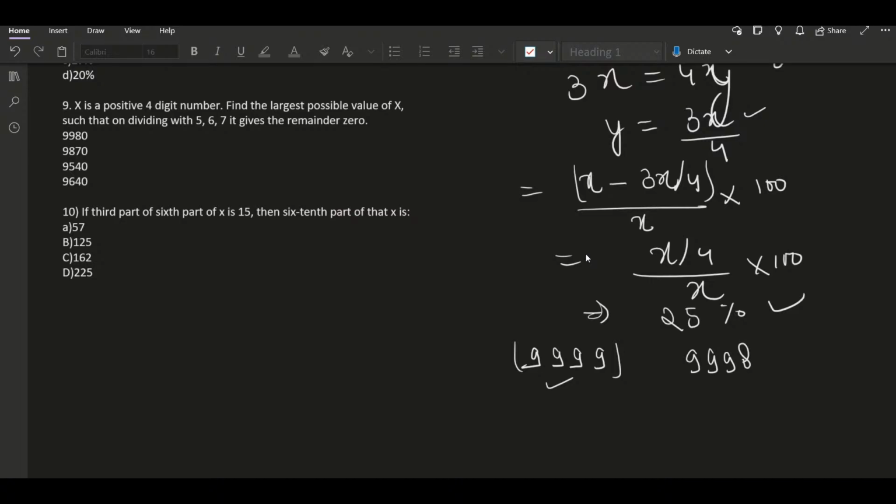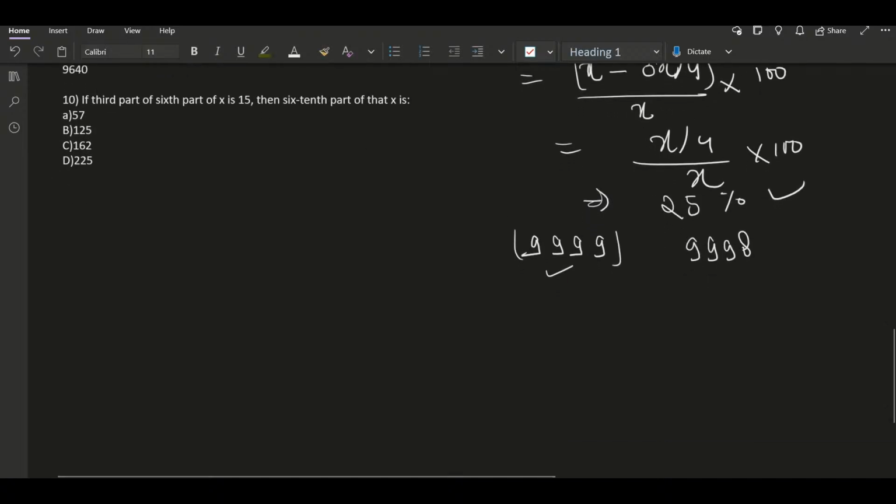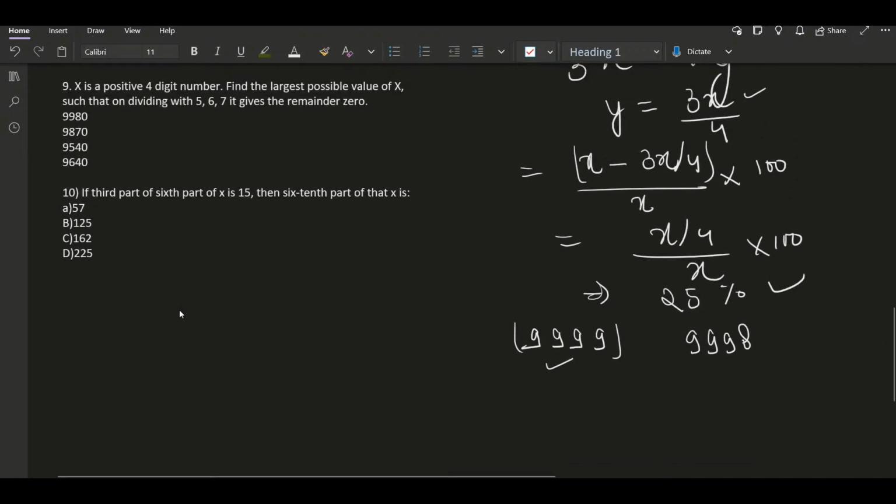And if you consider this particular question, you can also have a hit and trial on the options as well. We are given the options, so let me take 9870. If we divide it by 5, we can clearly see that at the last we have 0, so it is clearly divisible by the value 5. So for checking 5, it is not required.